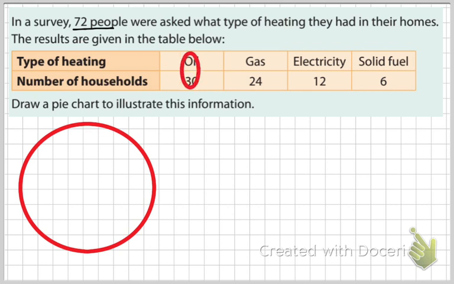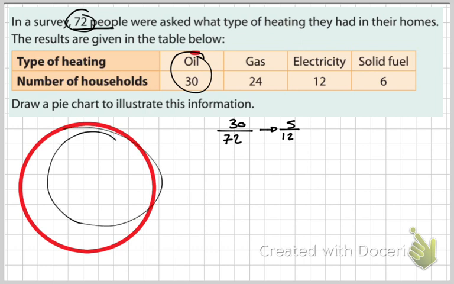So first one is oil. Oil is 30 people, so it's 30 people out of 72 altogether. What is that as its simplest fraction? 30 out of 72 is 5/12. So I need to split up this chart into 5/12 for oil. Okay, well, that's kind of hard.